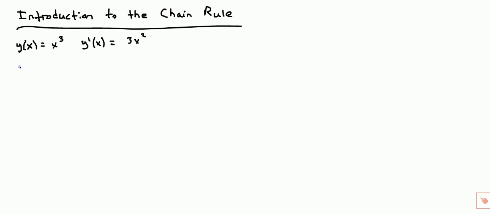Okay, so what if we had a much more complicated function like this? F of x is equal to 5x plus 1 to the third. So this is similar, right? We have something raised to the third power, but in this case, we have a function raised to the third power, not just x raised to the third power. So we have something inside, and then we have something outside. And that's how I like to think about the chain rule. It's when you have an inside function and an outside function.